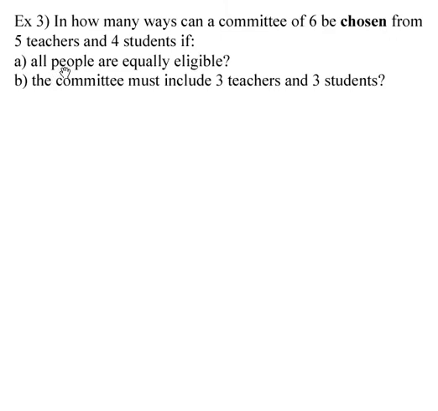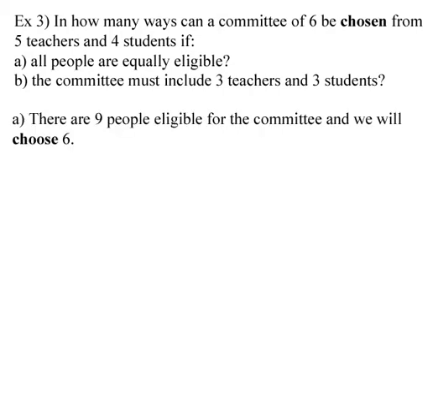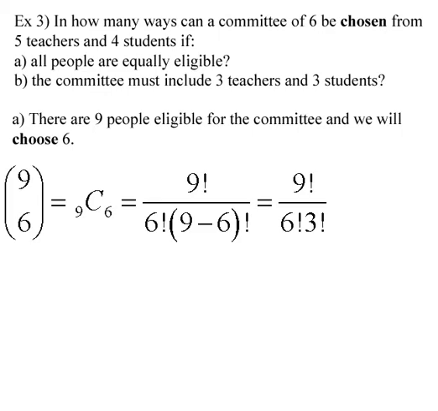And the first way we're going to solve this is if all people are equally eligible. And the second way we're going to look at this is what if we want a committee to be representative, having 3 teachers and having 3 students, so that we've got an even amount of teachers and students in our committee. So if we take choice A here, we've got 9 people in all, and we're going to choose 6. So that's fairly straightforward. 9 choose 6, or our nCr button, our combination button on our calculator.